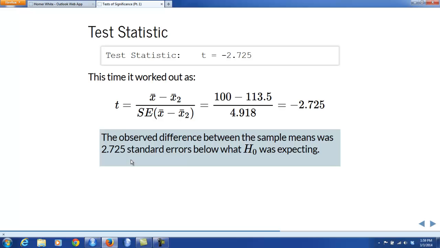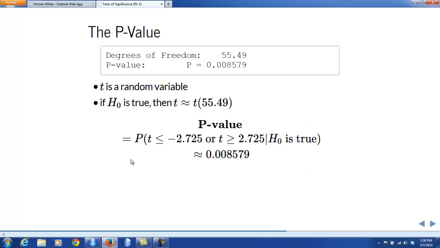Since it worked out to negative 2.725 this time, then we can say that the observed difference between the sample means was 2.725 standard errors below what the null hypothesis was expecting. So our results are pretty surprising if the null is right. Again, this makes the null look pretty shaky. How about p-values?